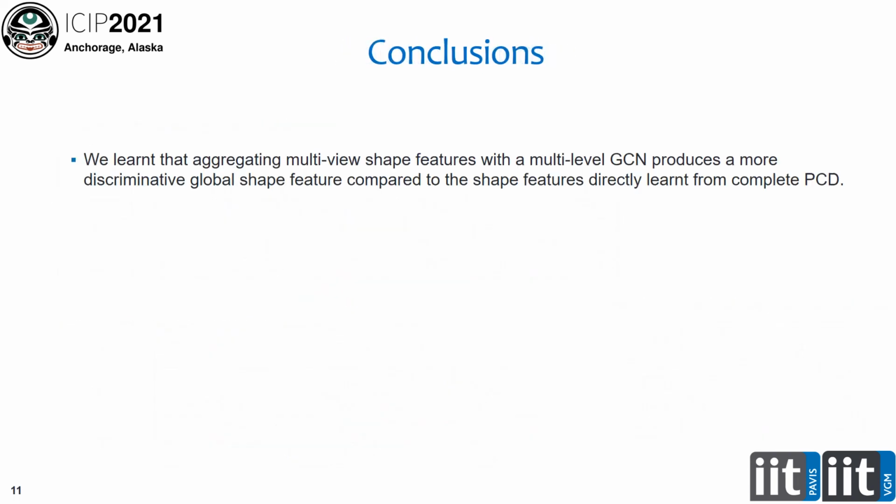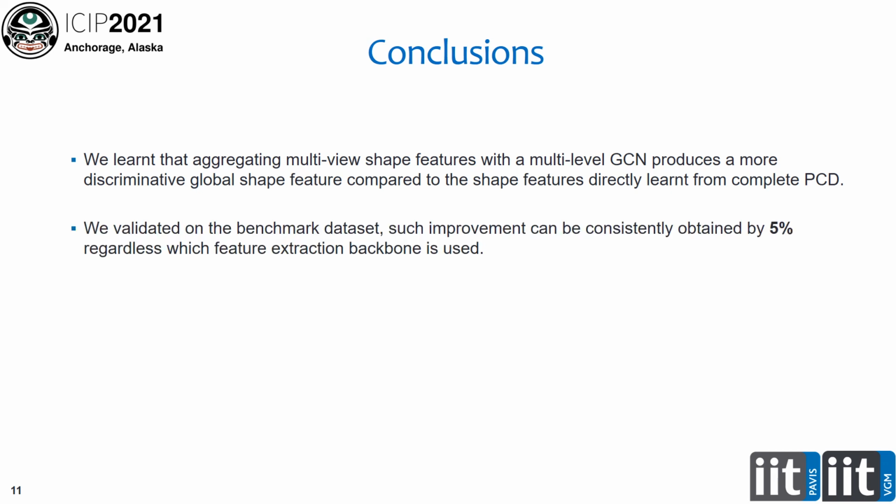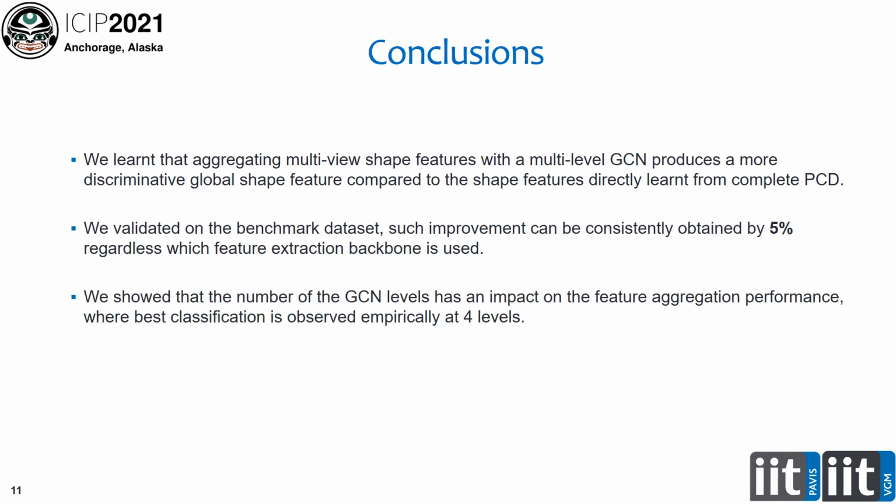Conclusions. We find that aggregating multi-view shape features with a multi-level graph convolutional network produces more discriminative global shape features compared to the shape features learned from complete PCD. With our experiments, we show that such an improvement can be consistently obtained by 5%, regardless of which feature extraction backbone is used. We also showed that the number of GCN levels has a direct impact on the feature aggregation performance, where the optimum is observed at the 4th level.